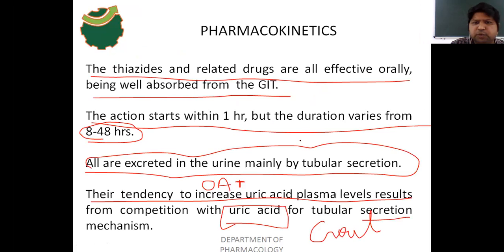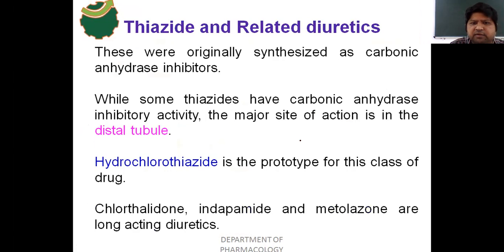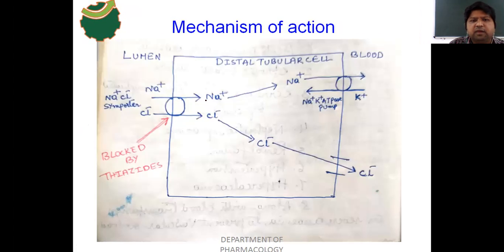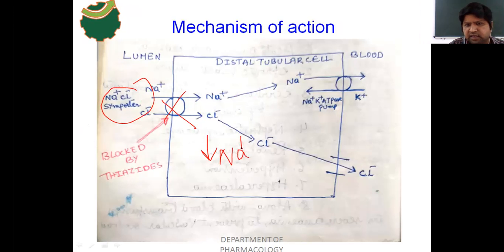I think I have shown you this diagram, if you remember. Yeah, here I have shown you. Because thiazides will block this pump, the sodium chloride symporter, and they will decrease sodium entry into the distal tubule. So sodium concentration in the distal tubular cell will decrease. As a result of that, the sodium calcium exchanger will act here. Here you have the sodium calcium exchanger.